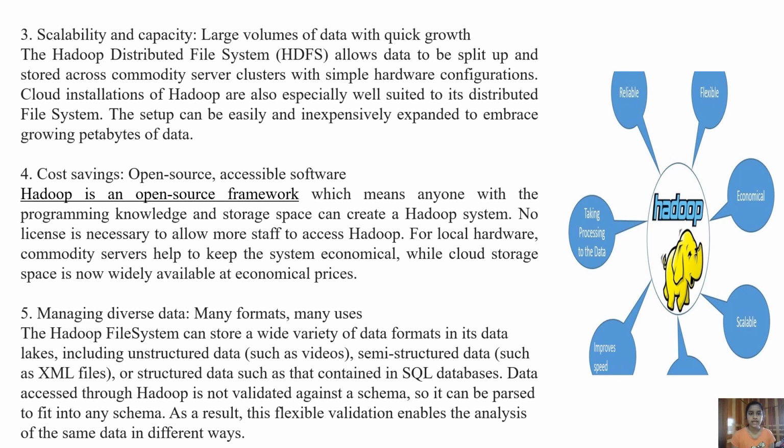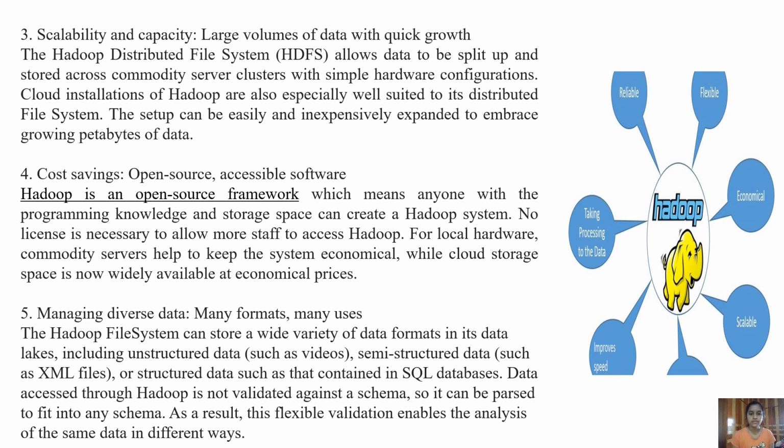The third one is scalability and capacity. Larger volumes of data with quick growth. The Hadoop Distributed File System (HDFS) allows data to be spread out and stored across commodity server clusters with simple hardware configurations. Cloud installations of Hadoop are also especially well suited to its distributed file system.